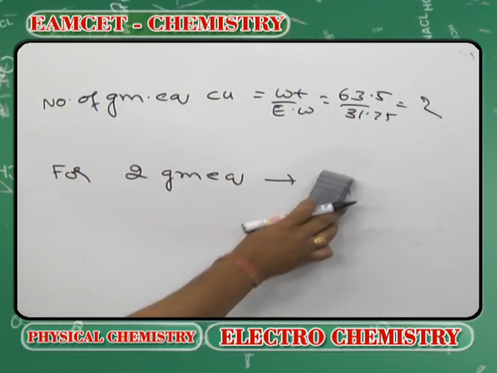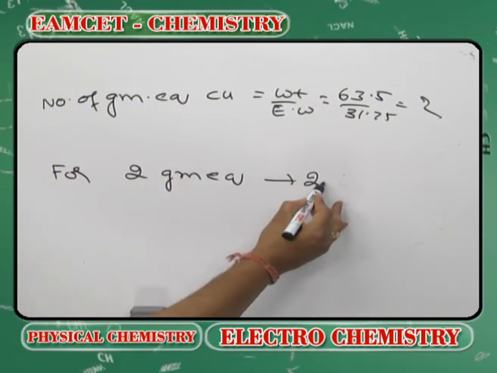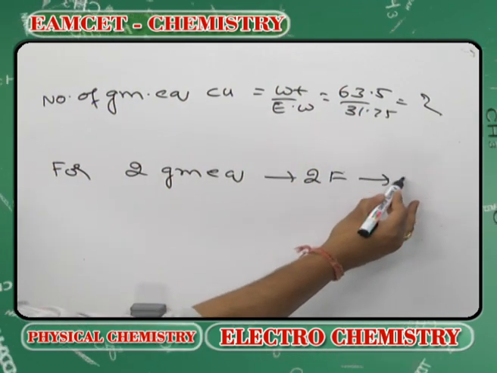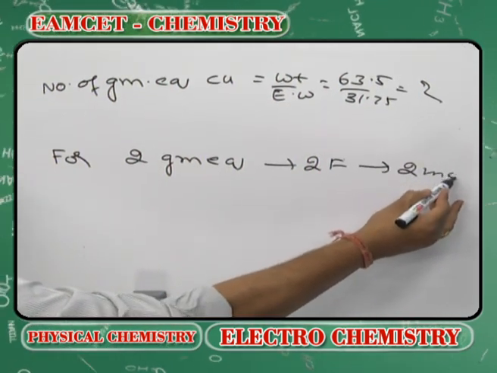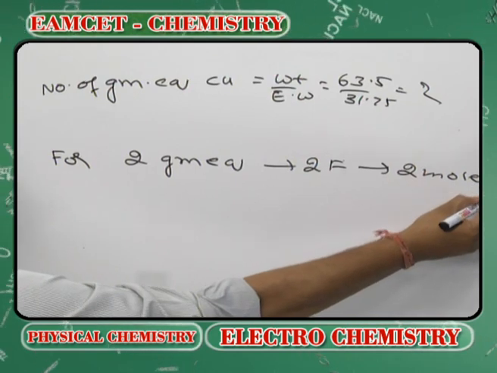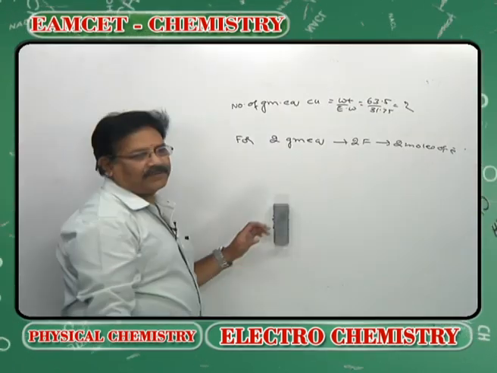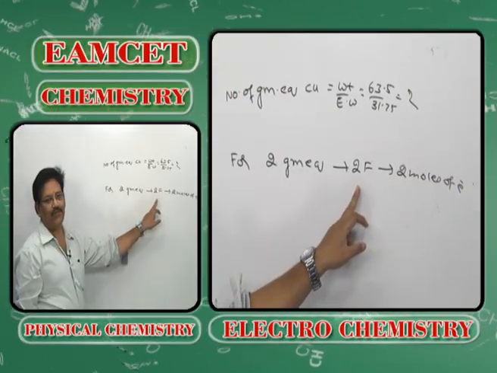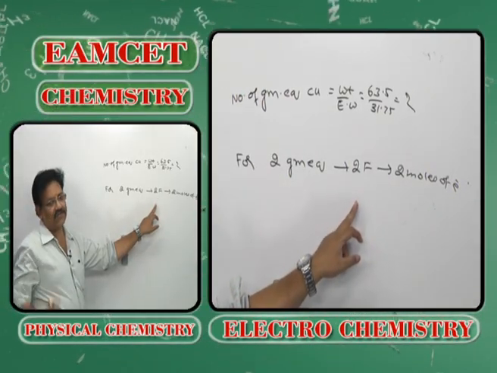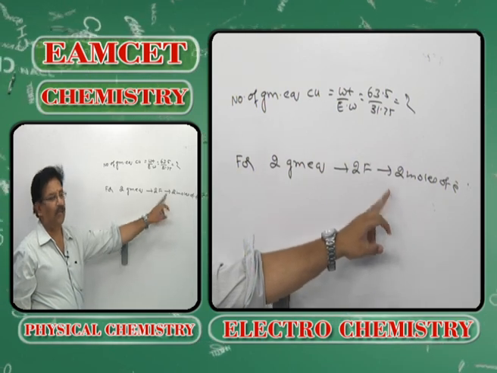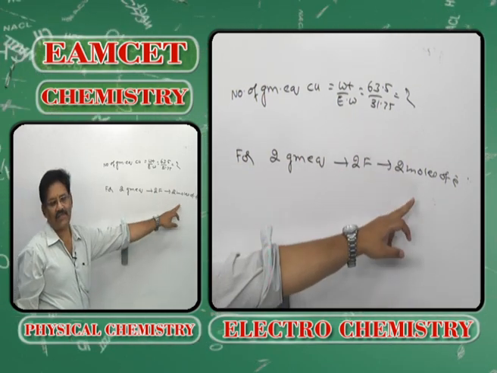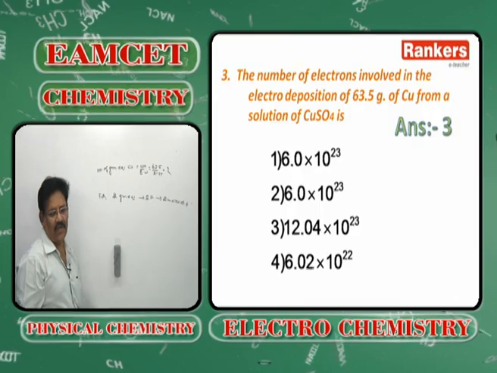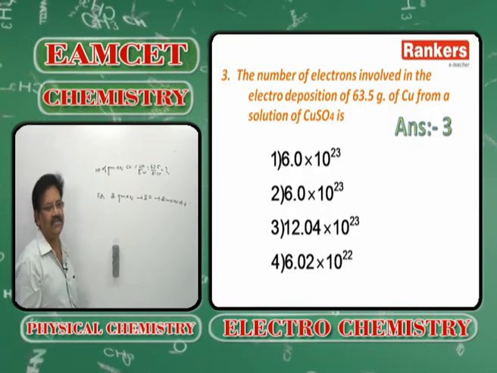For 2 gram equivalents, 2 farads of electricity, that means 2 moles of electrons. For the deposition of 2 gram equivalents, how many farads are required? 2 farad. 1 farad is equivalent to how many electrons? 1 mole of electrons. 2 farads are equivalent to 2 moles of electrons. Option 3 is the answer.